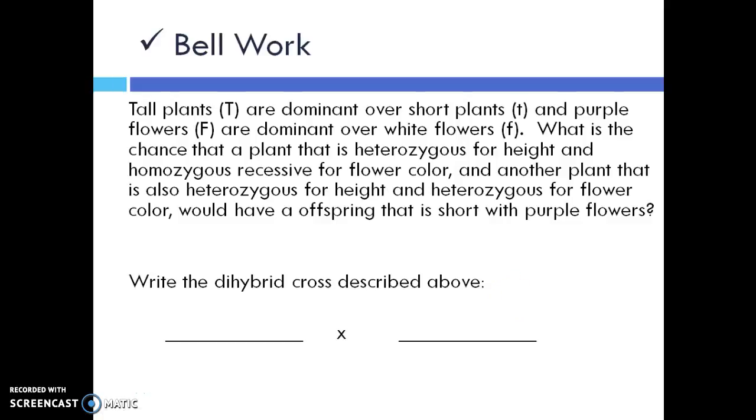By now you should have finished the bell work on dihybrid cross practice, so take a look at it and let's check it. Make sure that you pause and make any corrections if you need to as we go through.